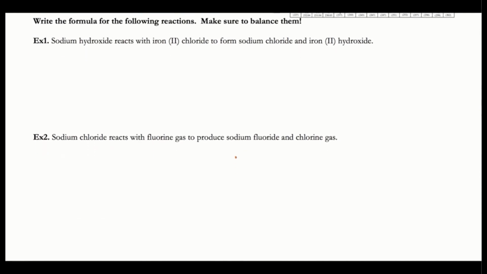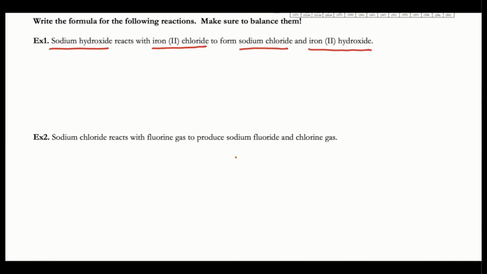All right, so we're going to write out our formulas for these reactions and we're going to make sure to balance them. It tells me sodium hydroxide reacts with iron 2 chloride to form sodium chloride and iron 2 hydroxide. So yes, we're going to be working on writing out our formulas again.